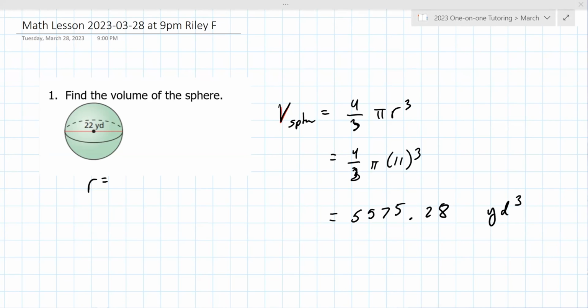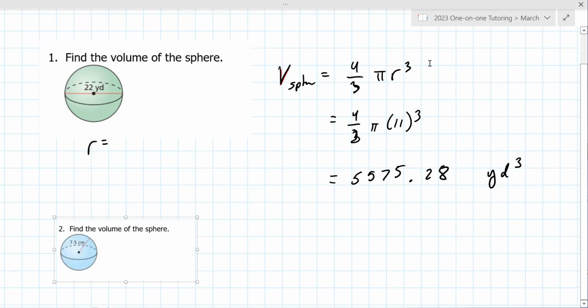All right, so number 2 is in some ways easier because they already give you the radius. Why don't you go ahead and do this one for us? I'll check your answer here. Same formula, just use the radius of 7.5.